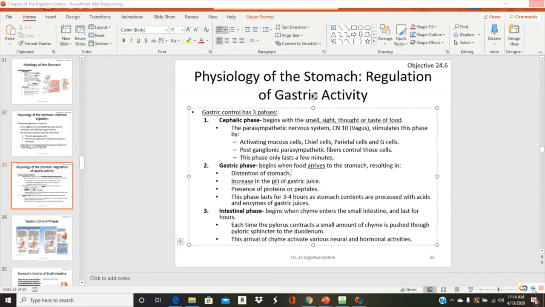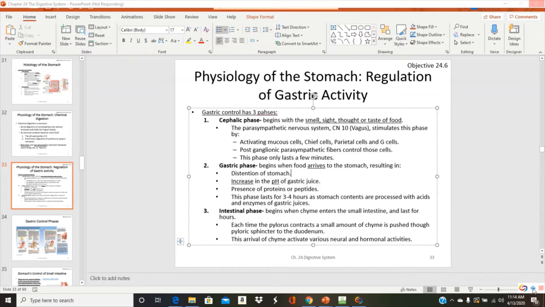Now, the intestinal phase is when chyme starts to enter the small intestines, and this can last for hours as we contract the pylorus and put some of that food through the pyloric sphincter and duodenum, allowing time for that chyme to activate hormonal and neural actions of the small intestines. So we want to give it time. We'll squeeze out some, let it sample it. Is it good? Is it not good enough? Does the stomach need to work harder on that? Okay.